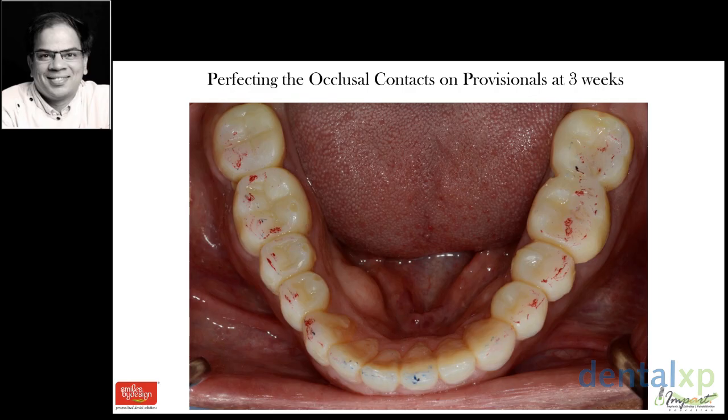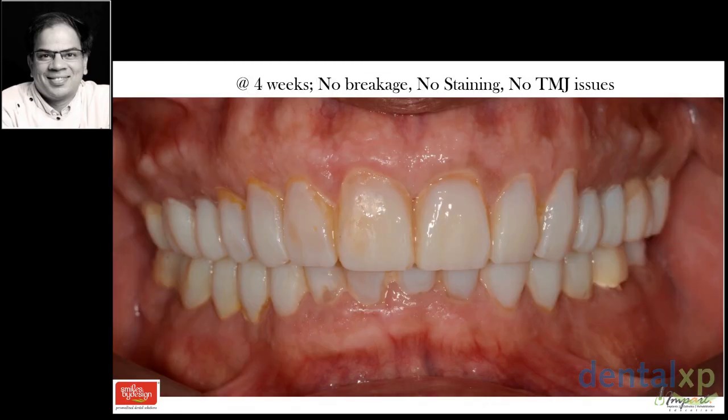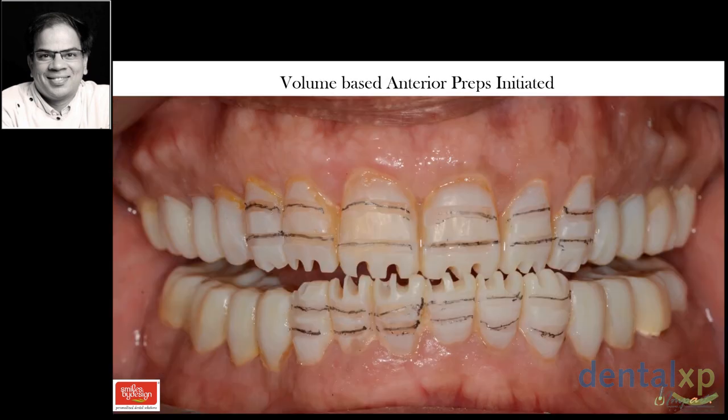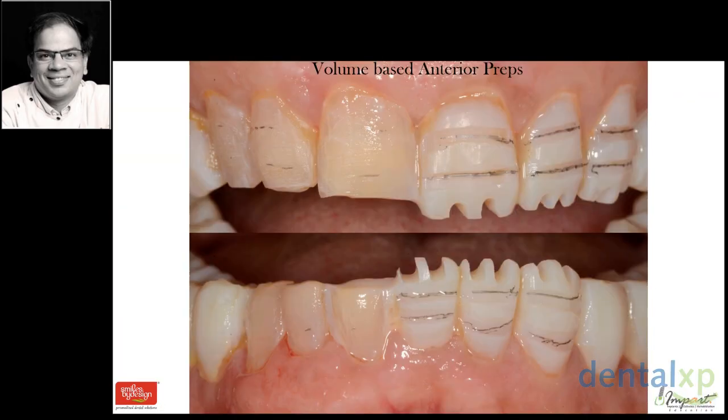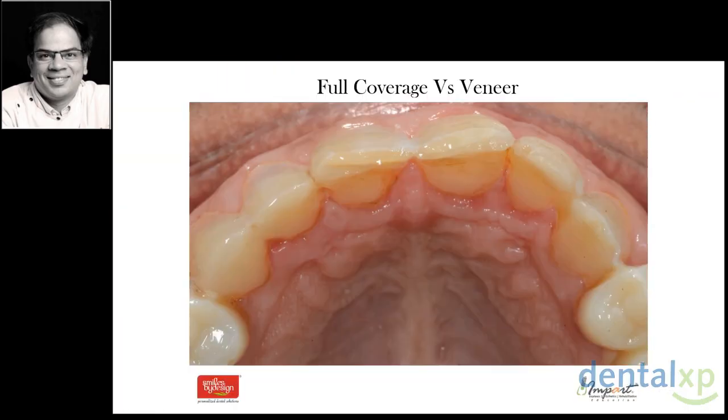That's at 4 weeks. No breakage, no staining, no TMJ issue, load test negative. I can go ahead with my final restorations. So again, volume-based anterior preps, upper and lower anterior teeth. But at this point, I'm going to decide whether I should do a full crown or a veneer, because I am going to have composite inside on the palatal surface that will cause too much of a difference in the coefficient of thermal expansion. So I decided to remove that composite and do a full crown and get occlusal surface at the back of these teeth.